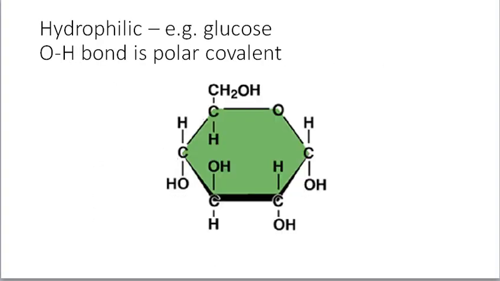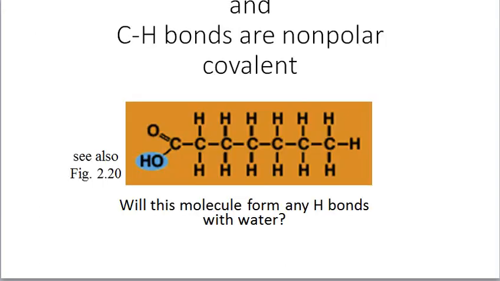Sugars, in this example glucose, have lots of polar oxygen-hydrogen bonds. As a result, they'll form lots of hydrogen bonds with water. They typically dissolve very easily in water. In contrast, lipids like the fatty acid pictured here contain mostly nonpolar covalent bonds. Water molecules form hydrogen bonds with each other, and they push the hydrophobic oil away.